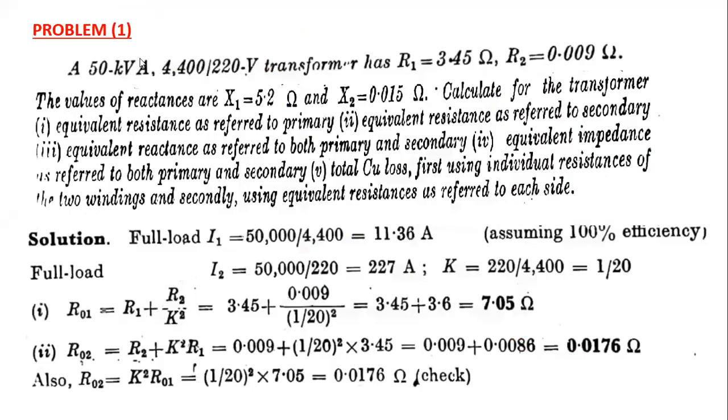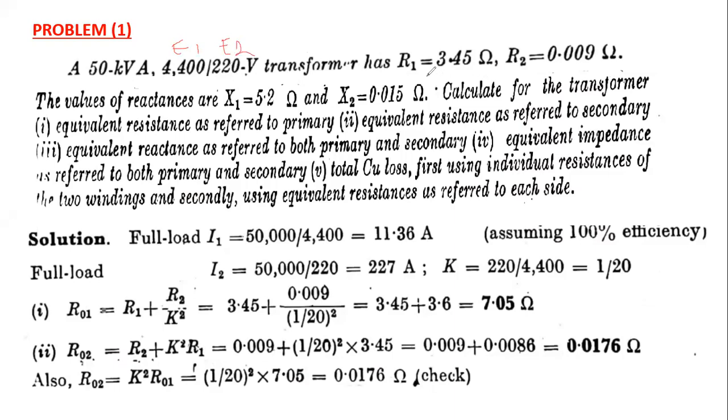First, coming to the first problem: a 50 kVA, that means the rating of the transformer is 50 kVA, 4400 by 220 volts. That means 4400 is E1 or the primary voltage V1, and 220 is E2 or V2.